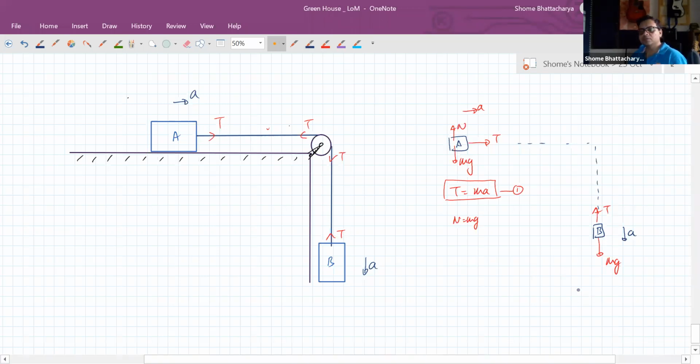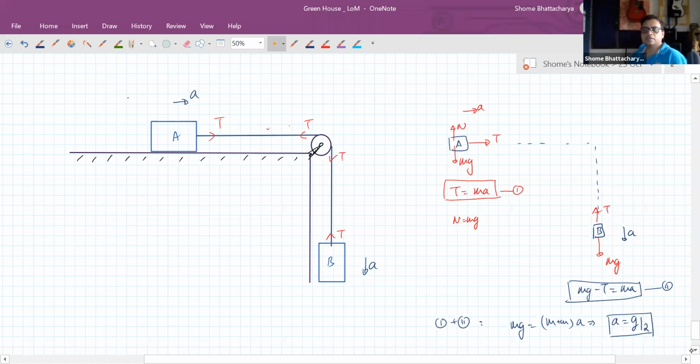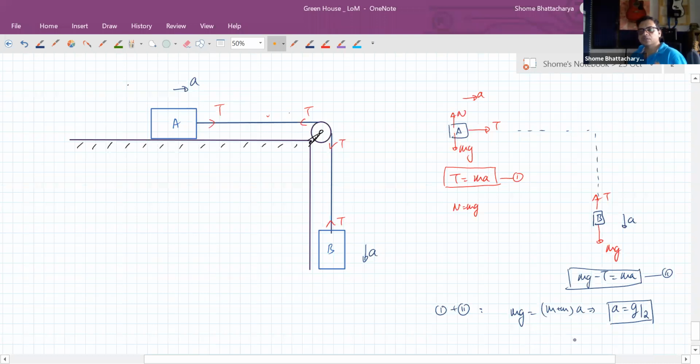So for the block B, what is the equation? mg minus tension is equal to mass into acceleration. That's our second equation. Now just solve the two equations. Add equation 1 plus 2. You will get mg is equal to (m plus m) into a. That means the system has an acceleration of g by 2, regardless of what the mass of the blocks is. Substitute that back over here, so the tension is mg by 2. So these become the answers.